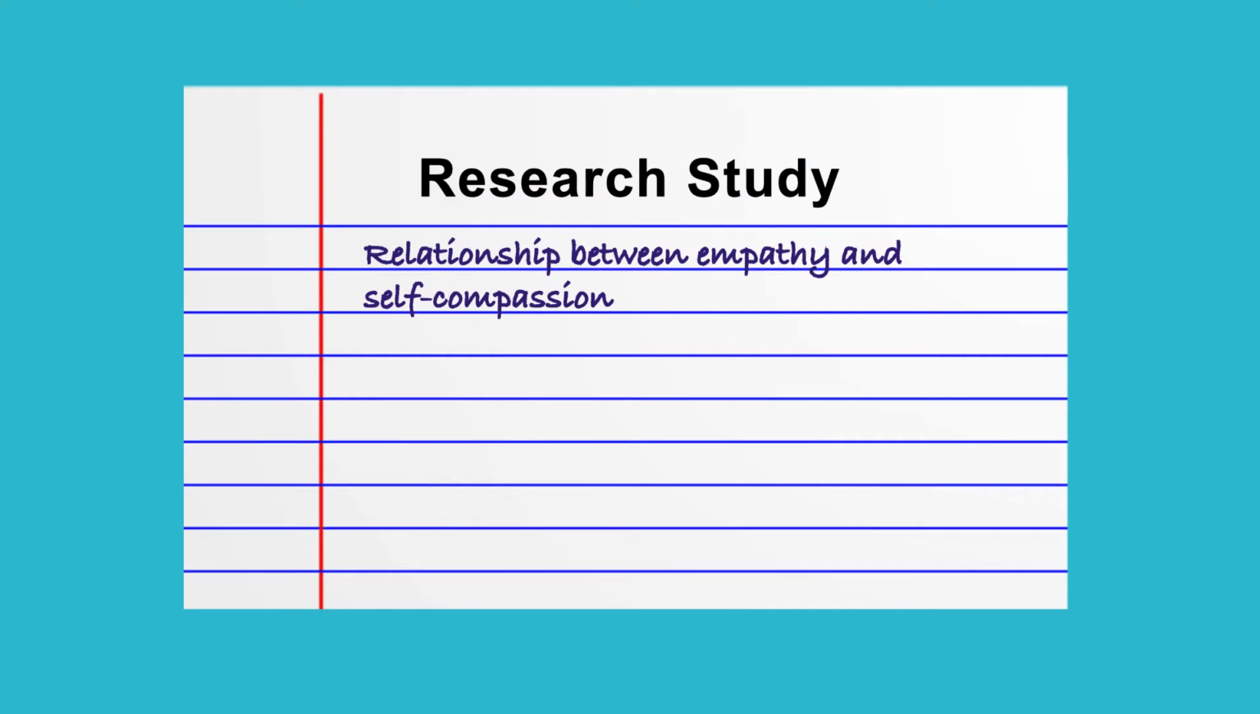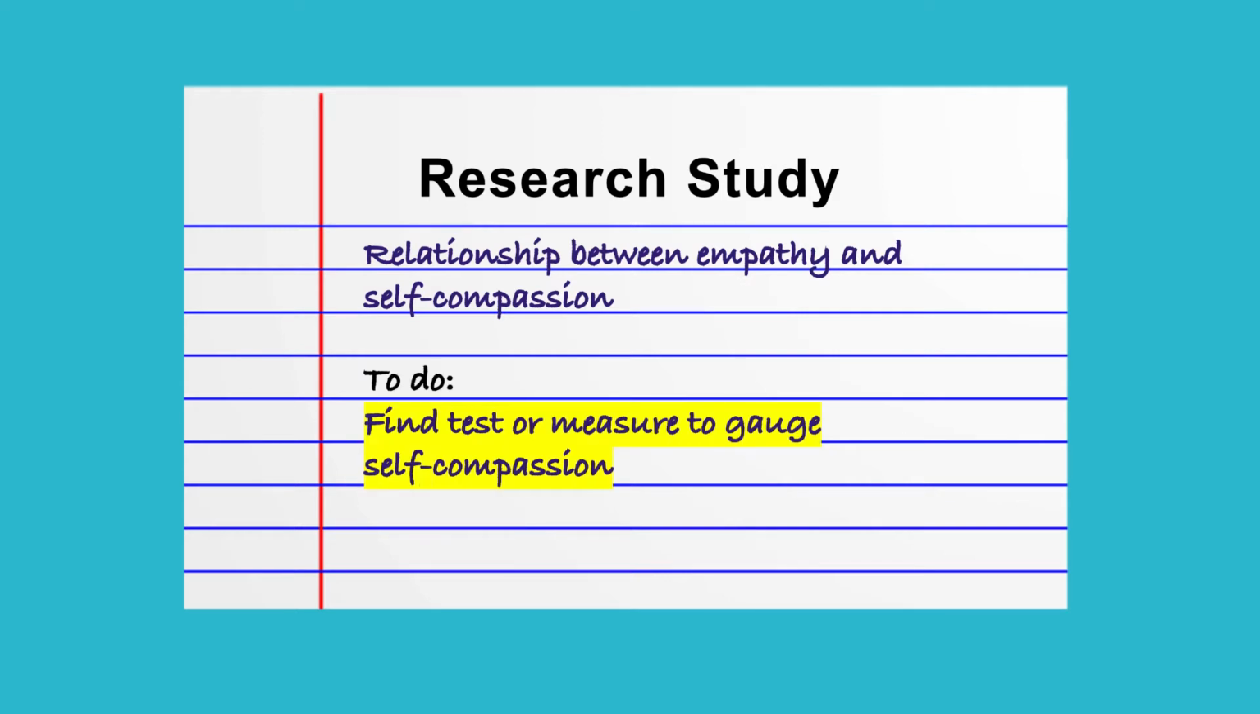Let's say that we're about to begin a research study looking at the relationship between empathy and self-compassion. For this study, we want to use a test or measure to gauge self-compassion in our participants, and are hoping that we can find one that already exists in APA.